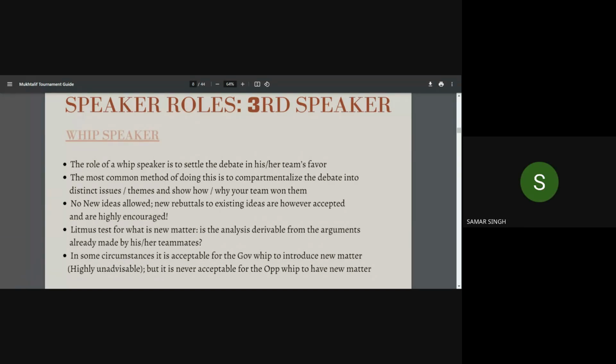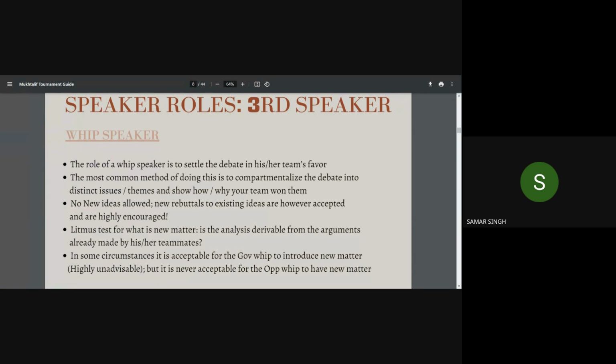The most common method of doing this is to compartmentalize the debate into different issues and show how and why you think you won on each. So as I said earlier, there must be some sort of arguments presented by both of the teams. Then there comes a point of clash. A point of clash is basically an argument for which the opposition gave a rebuttal, or an argument of the opposition for which your team gave a rebuttal. So there was an engagement on that argument from both of the teams.